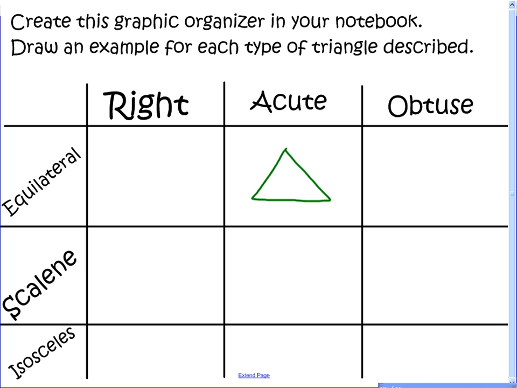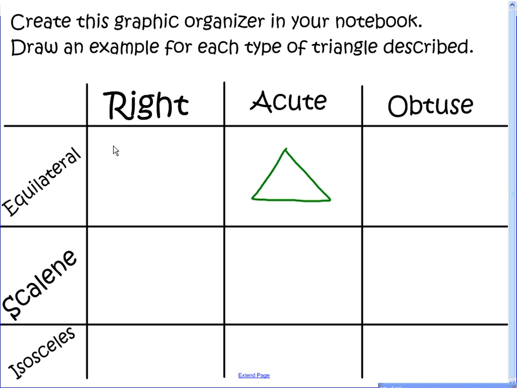Okay, can I have an equilateral obtuse triangle? No. Let's draw an obtuse angle. Are all sides going to be the same? No. So is that going to work? Nope, so I cannot have an equilateral obtuse triangle. That just won't work. You can put an X there if you'd like.